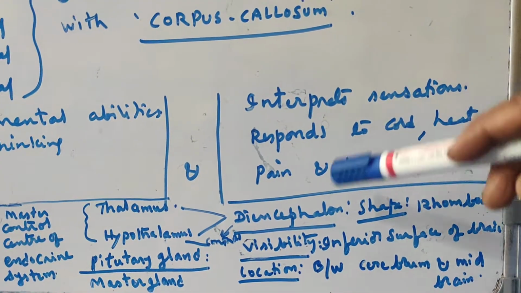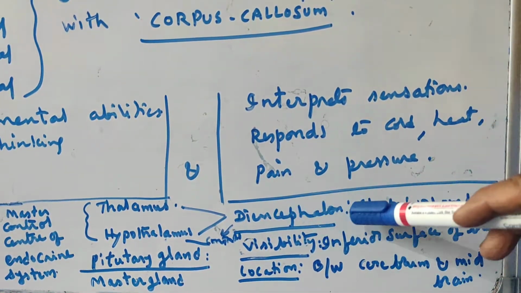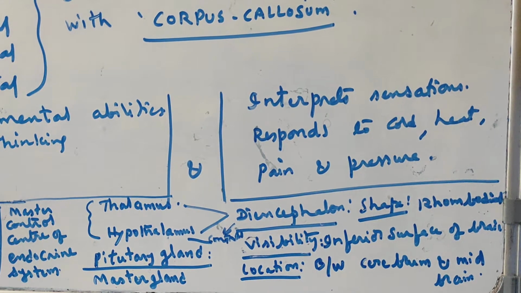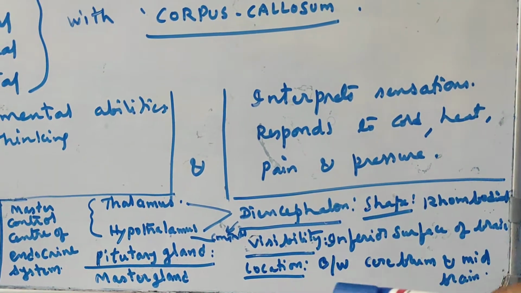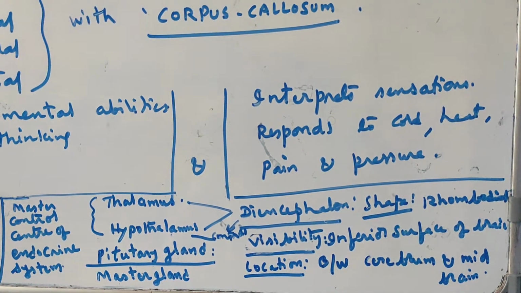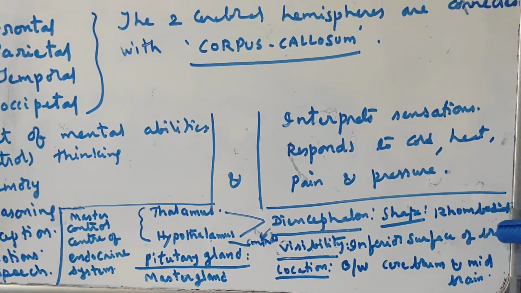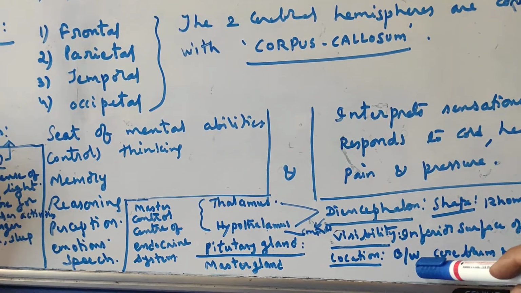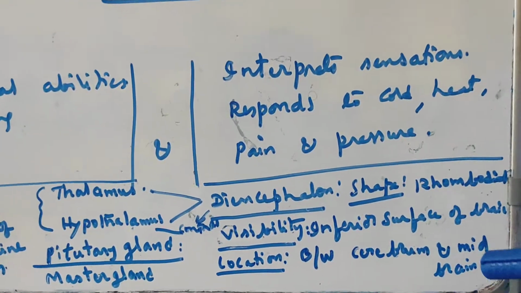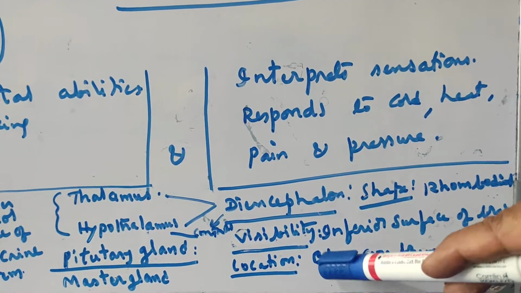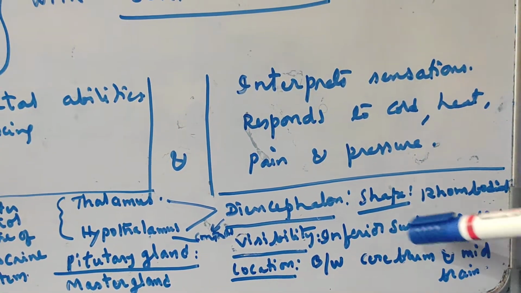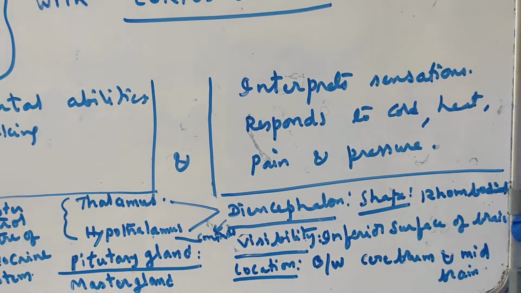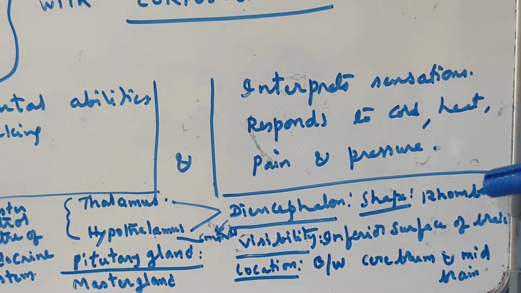And about the diencephalon, let us see now. The diencephalon has a rhomboidal shape. Where do we see this? We can see it on the inferior surface of the brain, but the actual location is between the cerebrum and midbrain. The location of the diencephalon is between the cerebrum and midbrain, but we can see it from the inferior surface of the brain, and the shape is rhomboidal.